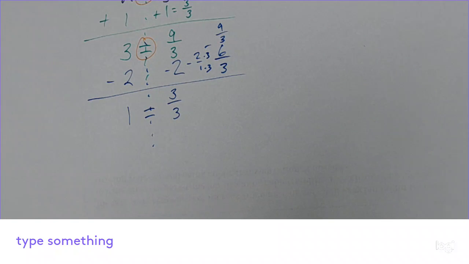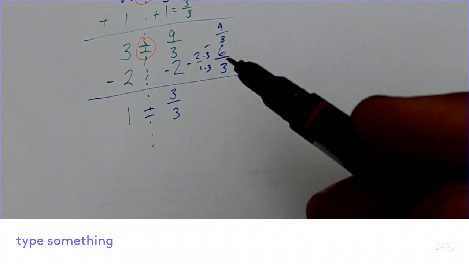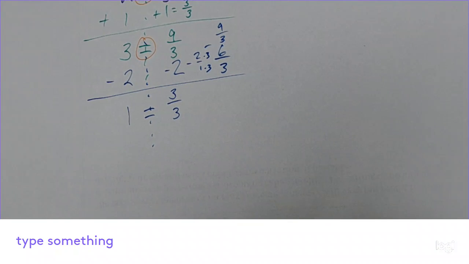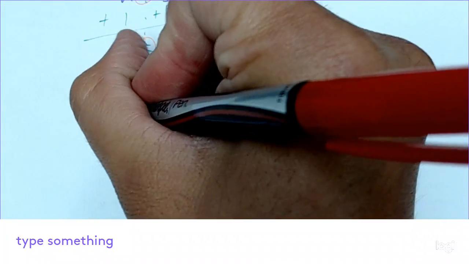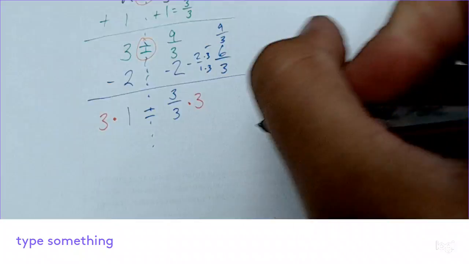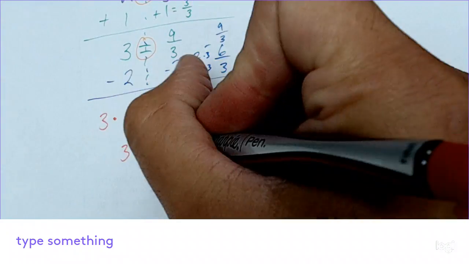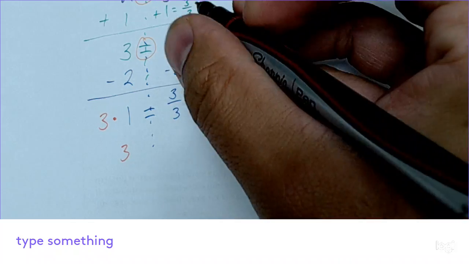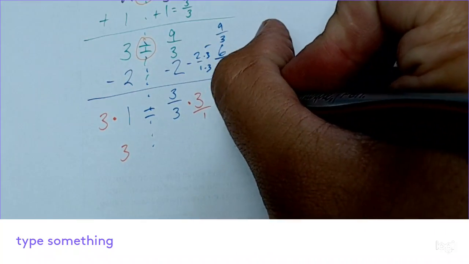Now, let's go to our multiplication and division rules. The multiplication and division rules say that if I multiply each side of the equation by a number, I should still have the same equation. So let's multiply by 3. I'll do 3 times 1, and 3 times 3 over 3. 3 times 1 just gives me the number 3. And 3 times 3, I have to put that over 1, gives me 9 over 3.